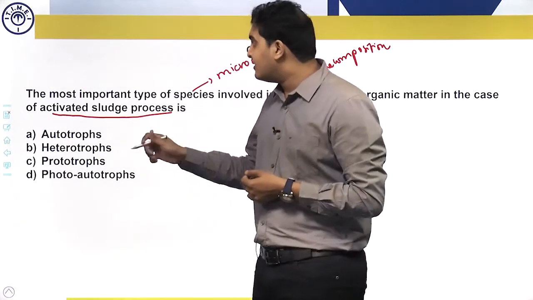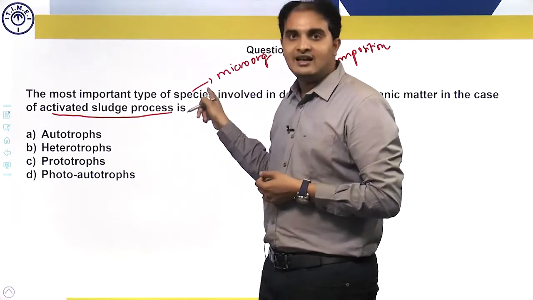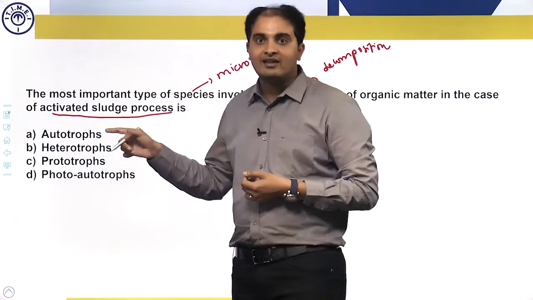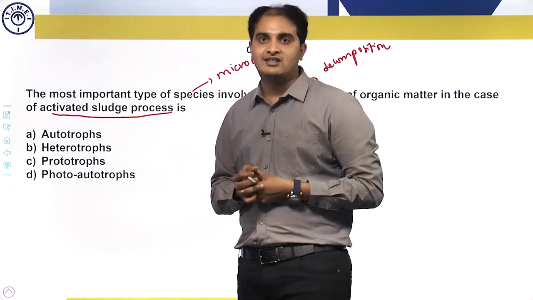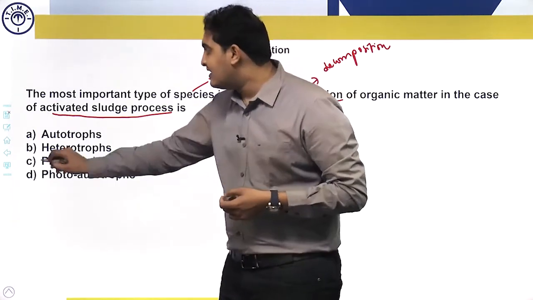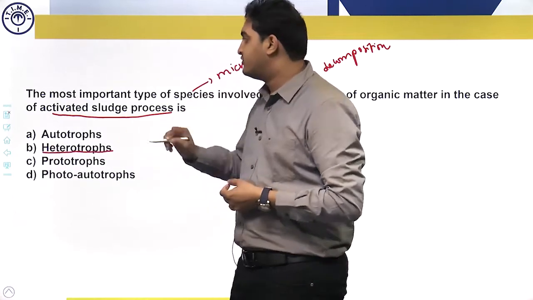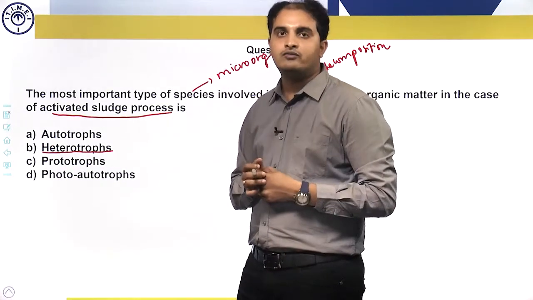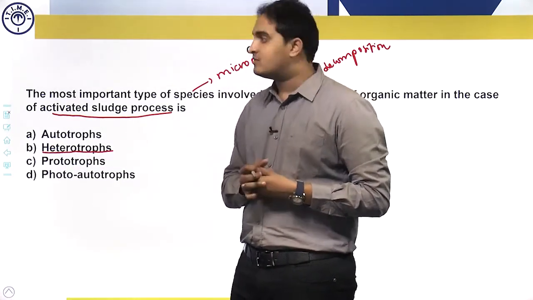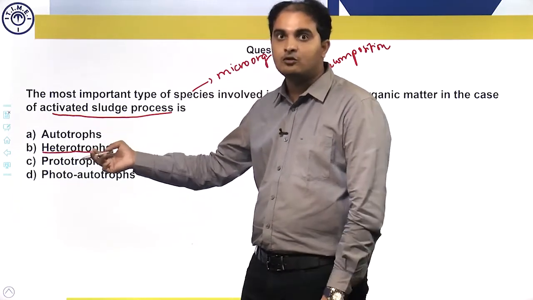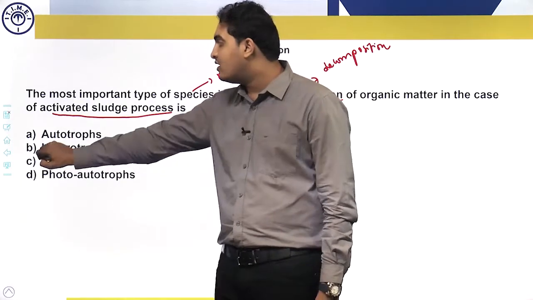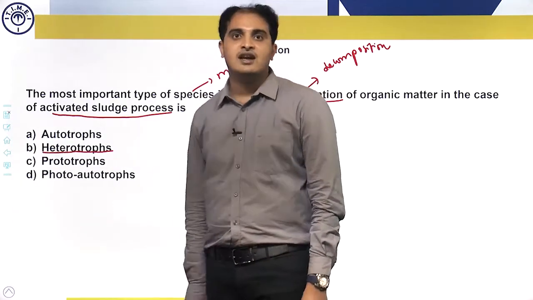That means the microorganisms or species here are depending on food from external sources. Whatever species depend on food from external sources, we call them heterotrophs. We know autotrophs prepare food by their own cells, but here we are supplying oxygen, so they are depending on external sources for their food. Therefore we call that kind of species heterotrophs.